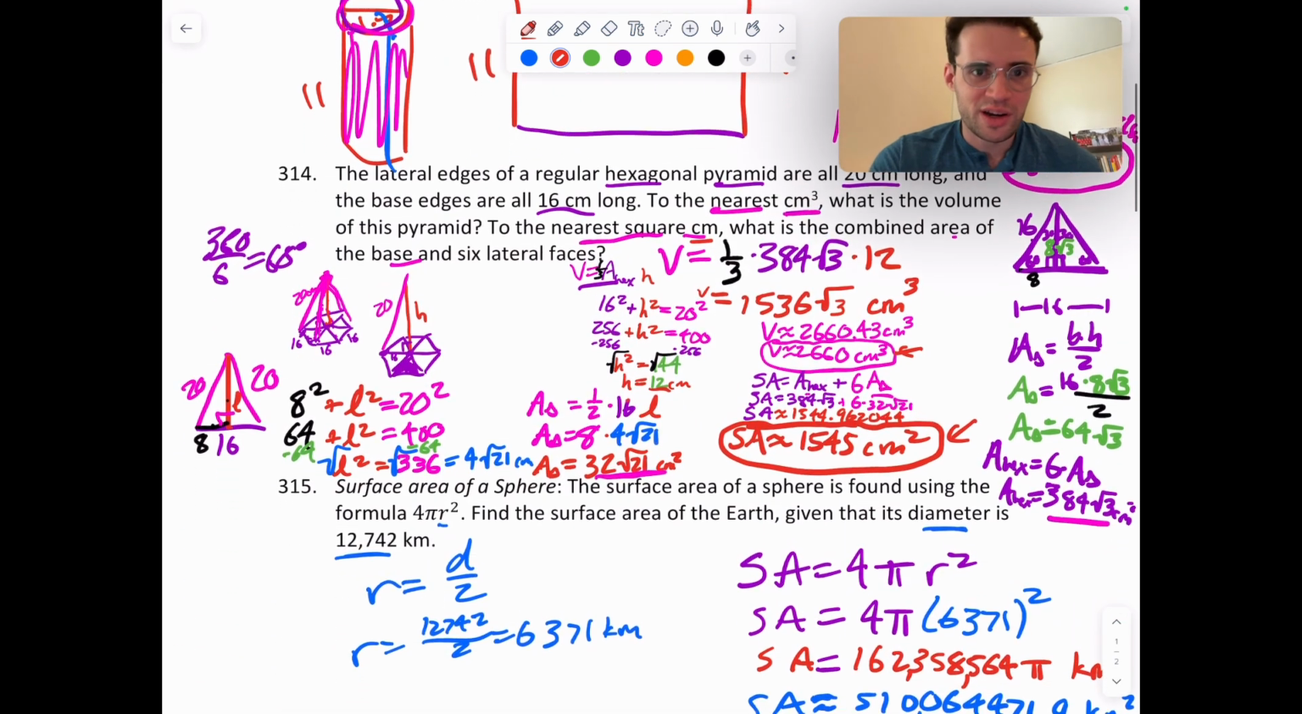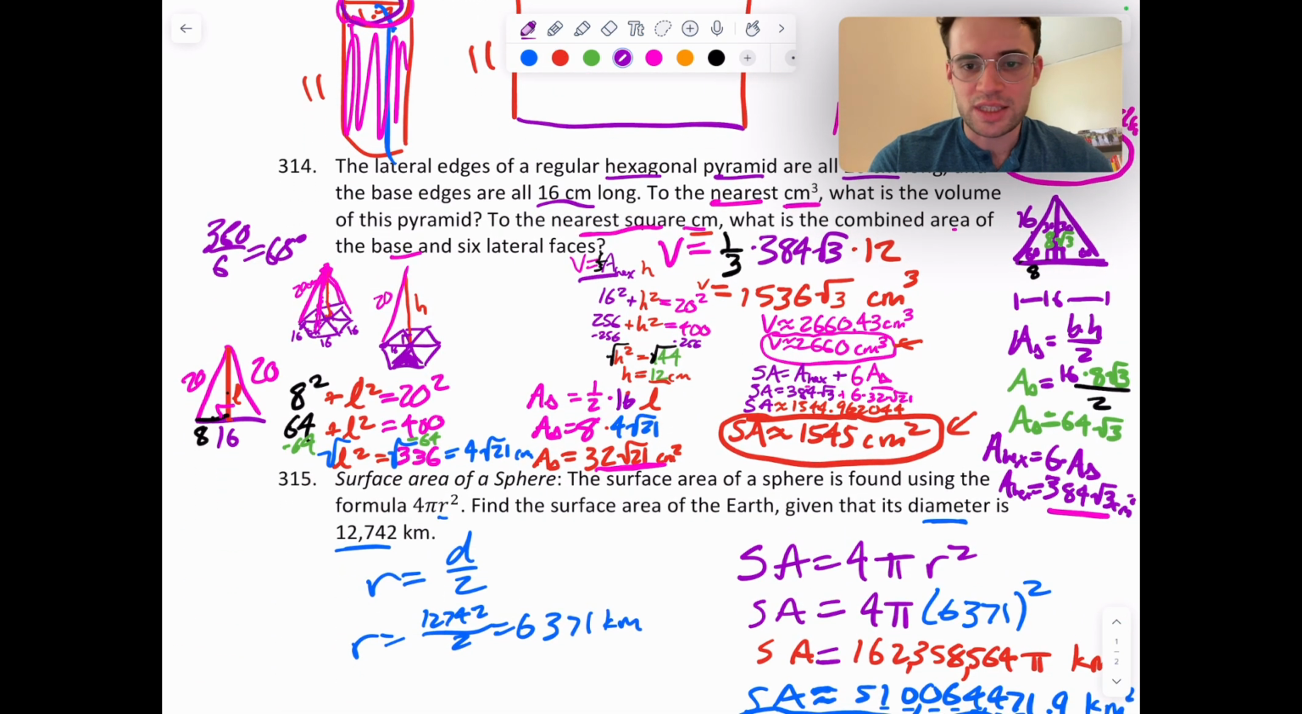Again, make sure for the volume of a cone, do not do what I said the first time. It's going to be volume equals 1/3 times the area of the base times the height. If you have a prism, that's when you do the area of the base times the height without the 1/3.